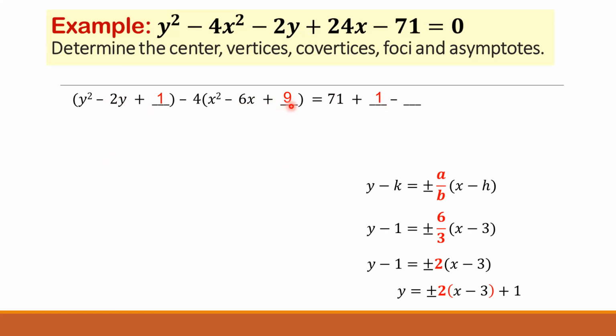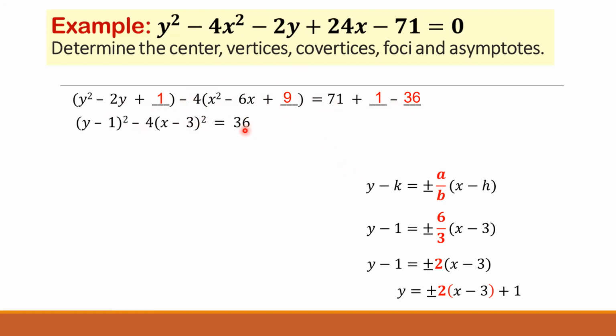But we didn't actually just add 9. Using the distributive property, what we actually did was add -36, or subtract 36. So we do the same thing here. Instead of writing 9, we write -36. It came from -4 times 9. So simplifying this is (y minus 1) quantity squared minus 4 times (x minus 3) quantity squared, and this one is 72 minus 36, which is just 36.